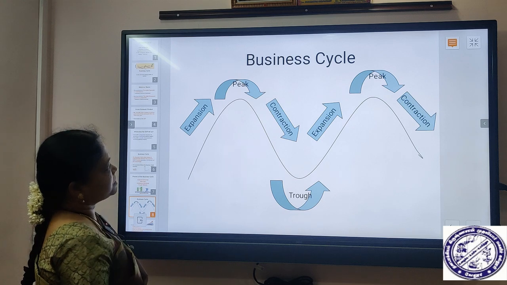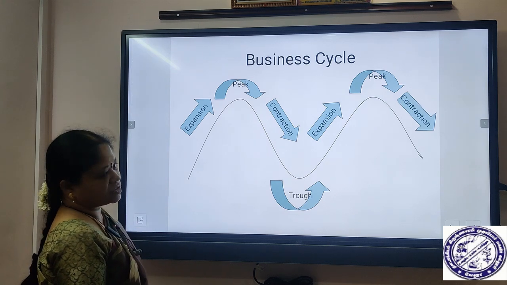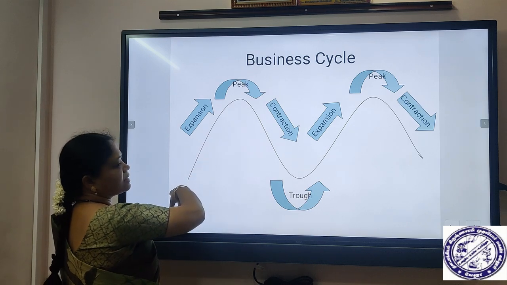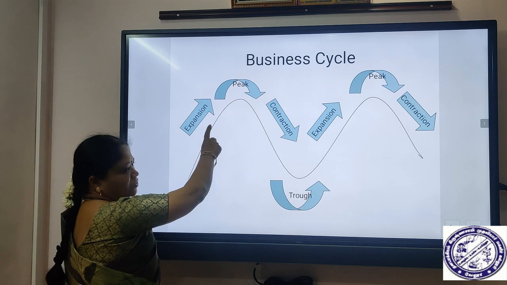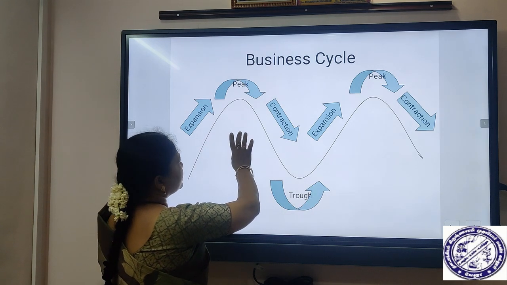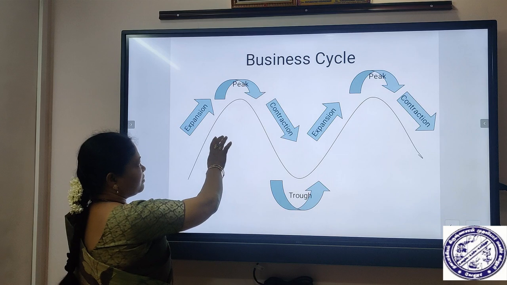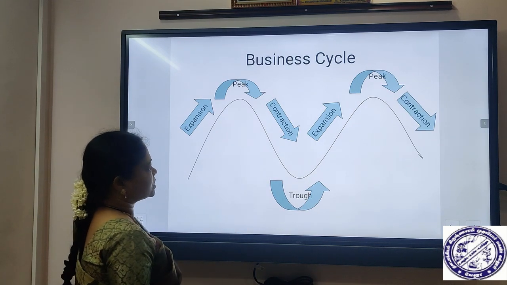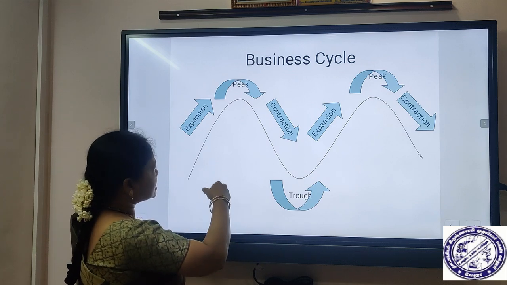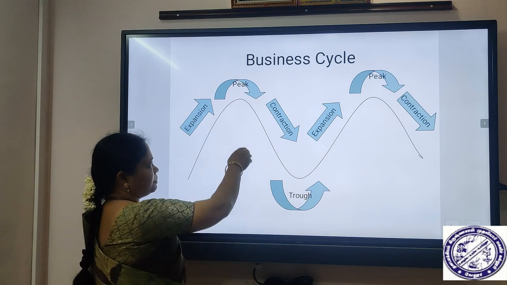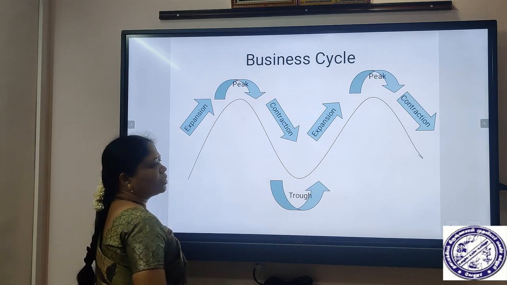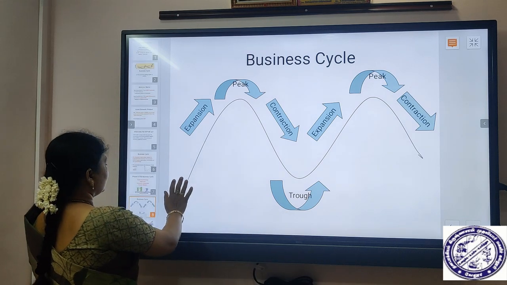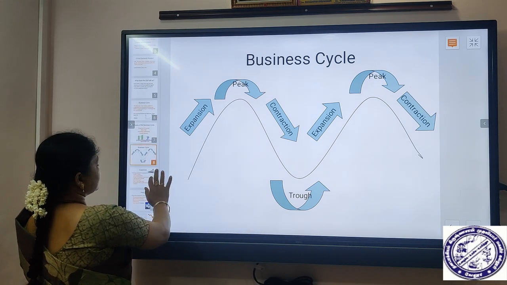Coming to the shape of the business cycle, this is the diagram which represents the business cycle. This is the initial stage, it is expanding, that is, the economy is expanding, then it reaches the peak level, and once it reaches the maximum level, it takes a downward trend, that is contraction, and once contraction begins, it has to reach the bottom level, that is the trough. These are the 4 phases of business cycle.